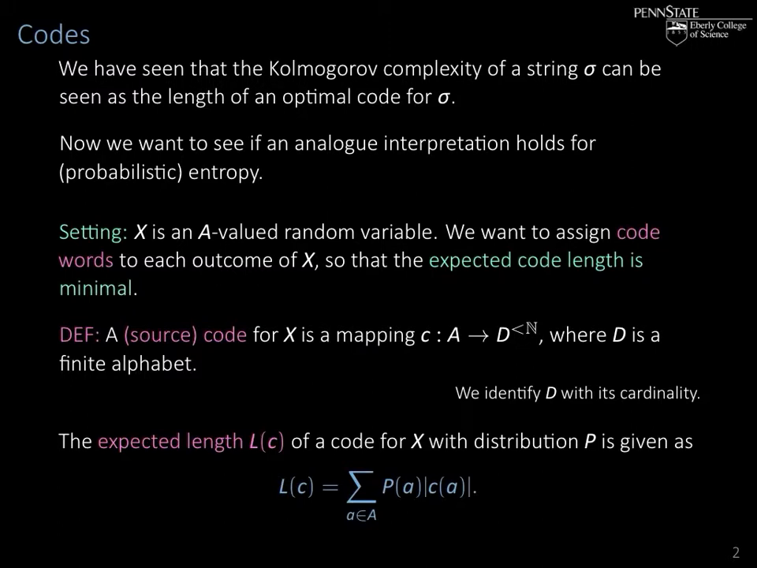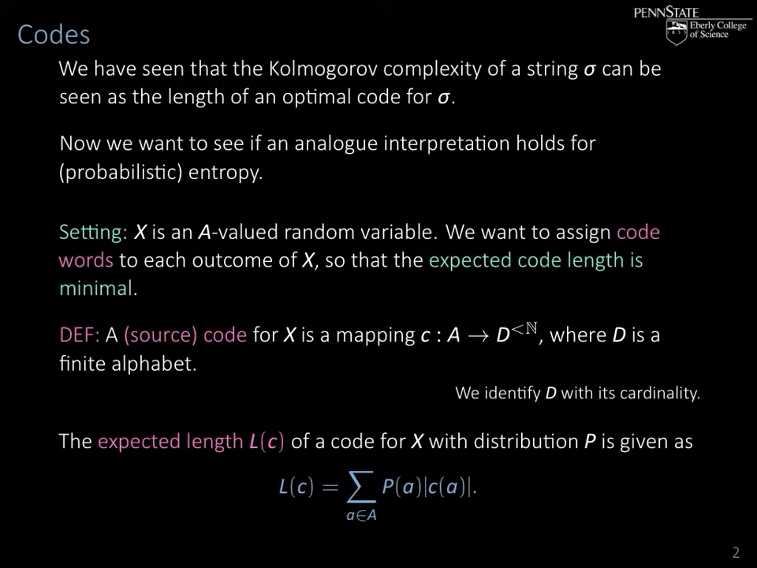So here's the setting that we have for this lesson. X is an A-valued random variable. A, as usual, is a finite set. We want to assign code words to each outcome of X, so to each element in A, so that the expected code length is minimal.